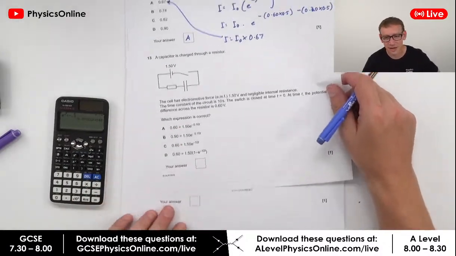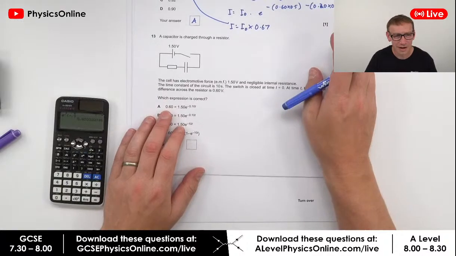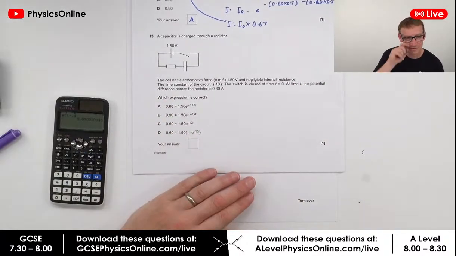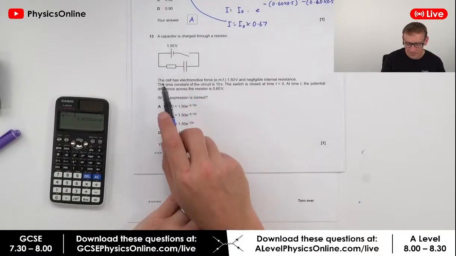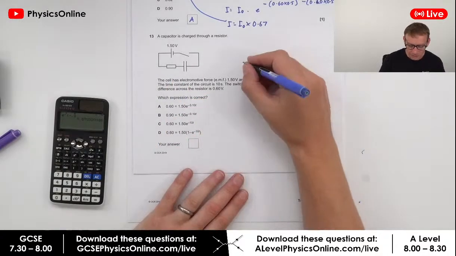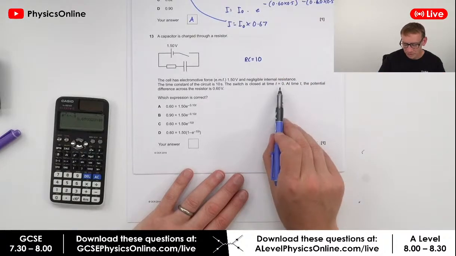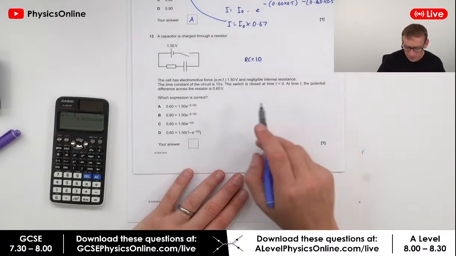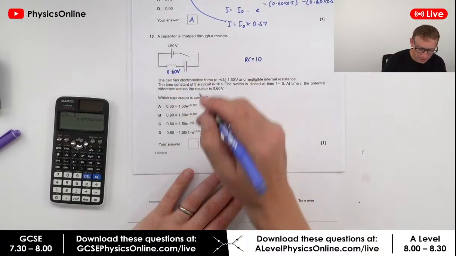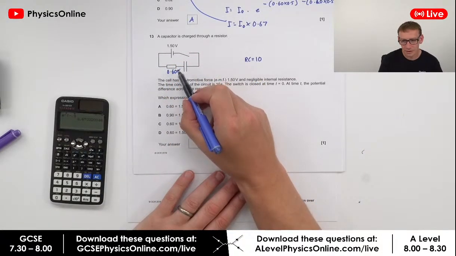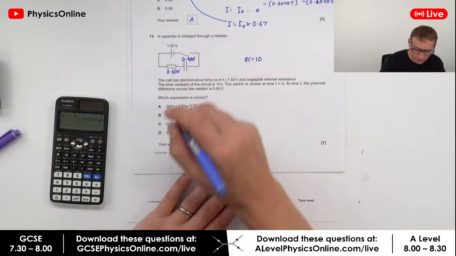All of you love capacitors, yeah? I think capacitors are good if you like this kind of stuff. For this question, there's a lot of information. We've got an EMF of 1.5. The time constant, so RC, is equal to 10. The switch is closed at time t equals 0, and at time t, the PD across a resistor is 0.60 volts. Now, of course, if that's 0.60, then this value here must be 0.90 volts.